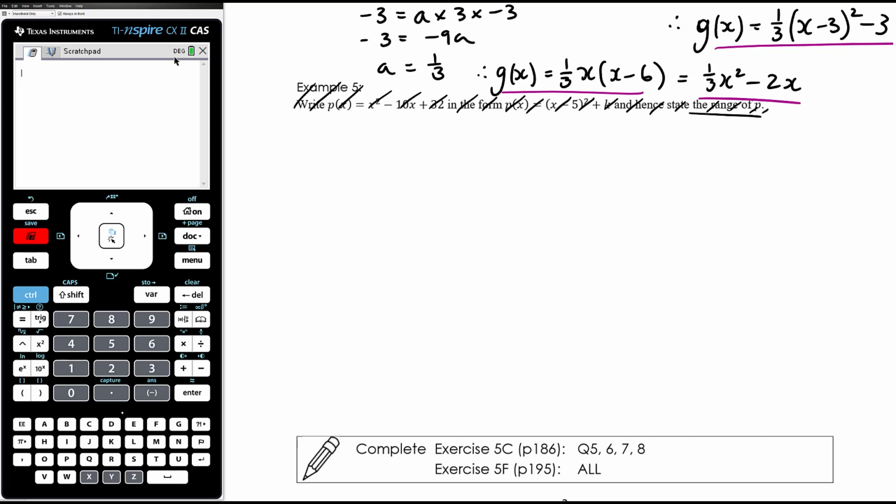So for now, let's have a look at exercise 5C, just questions 5, 6, 7 and 8, and then exercise 5F, all of those questions.